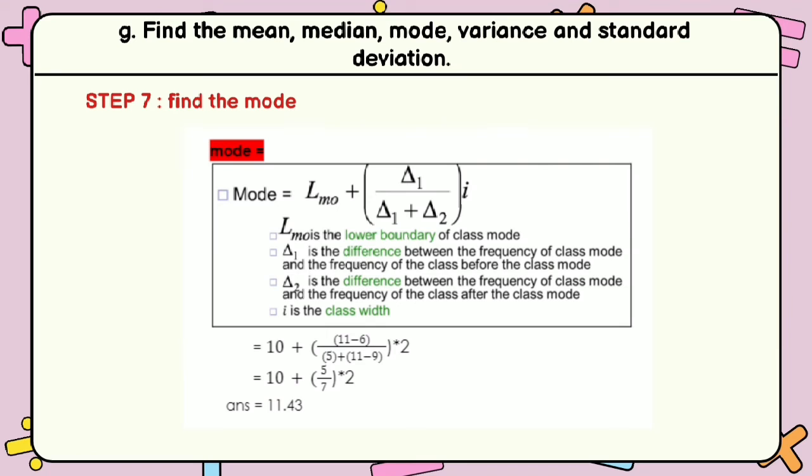Step 7. Find the mode. The formula of the mode is LMO, which is the lower boundary of the modal class, plus bracket delta 1, the difference between the frequency of the modal class and the frequency of the class before it, divided by delta 1 plus delta 2, which is the difference between the frequency of the modal class and the frequency of the class after it. Then multiply by I, the class width. So 10 plus 11 minus 6, divided by 5 plus 11 minus 9, multiplied by 2, and the answer is 11.43.